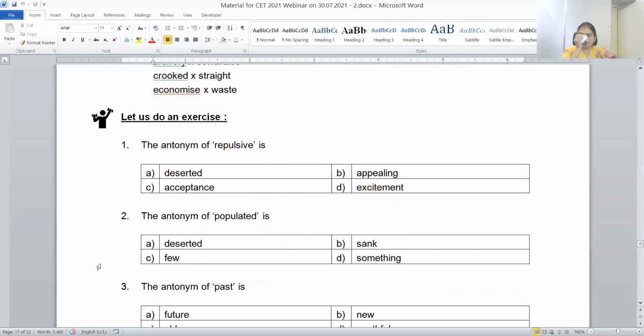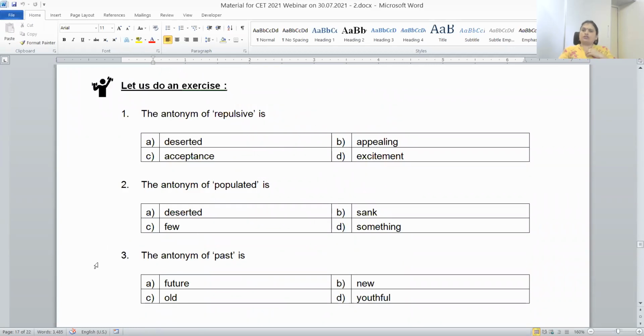So children, now we are going to do exercises on synonyms and antonyms. Okay. Options have been given. Let us select the best possible option. Children, antonym of repulsive is, children, repulsive means what? Repulsive means something which you do not like, or which is hateful. You really do not like that. So what will be the antonym of repulsive, children? Option B, appealing. Children, appealing means attractive. So option B is your right option.